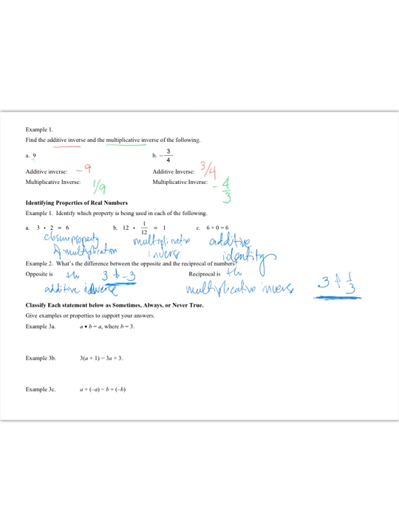Now look at the next 3 examples and let's see if we can figure out if they're sometimes true, if it's always true, or if it's never true. So we can think of examples of where this would work and where this wouldn't work. Maybe come up with a counterexample of when properties work. But let's look at these specific examples.